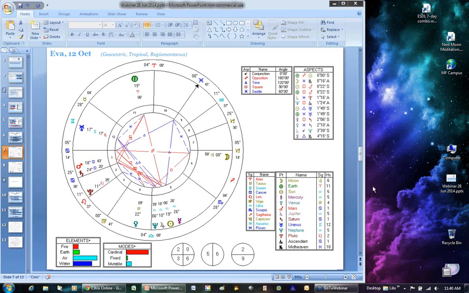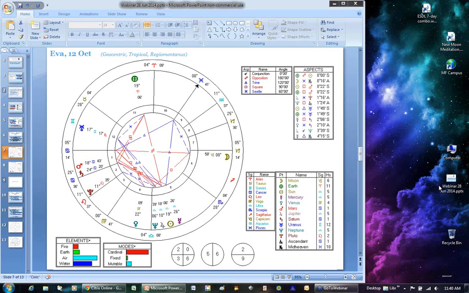So, does anybody else have any comments? Raise your hand if you have some comments that you'd like to add or questions about Eva's chart. Well, I don't see any questions. I don't see any hands raised. So, don't be shy, guys.